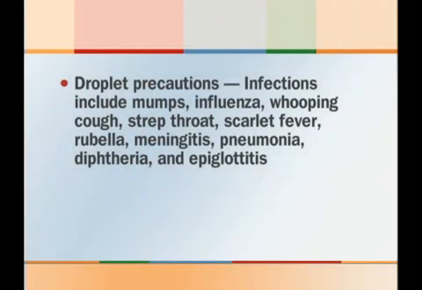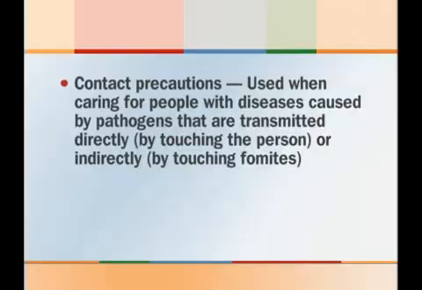Infections that are transmitted by droplets include mumps, influenza, whooping cough, strep throat, scarlet fever, rubella, meningitis, pneumonia, diphtheria, and epiglottitis. Droplet precautions are the same as airborne precautions, except that with droplet precautions, it is usually necessary to wear a mask only when you are within 3 feet of the infected person.